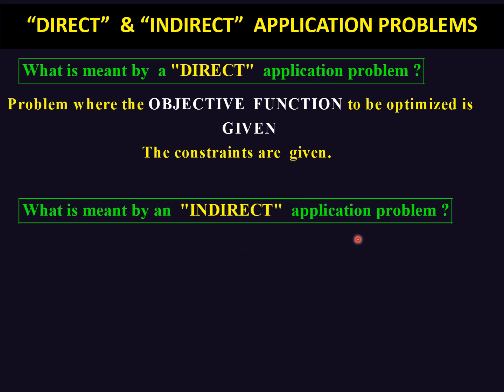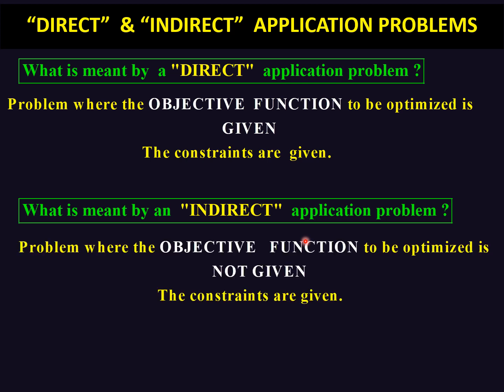An indirect application problem, again, is one where the objective function is not provided. In other words, you have to derive the objective function, or sometimes you have to show that a given equation or expression is the objective function. Constraints will always have to be provided in these questions as well.